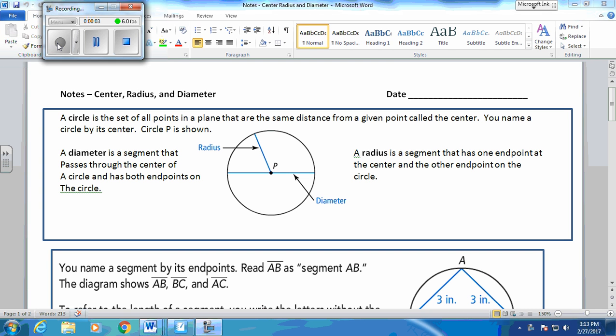Everyone, we are starting topic 11 on circles. Today's notes are going to be on center, radius, and diameter. So a few vocabulary words to cover, and I'm just going to jump right into the notes.